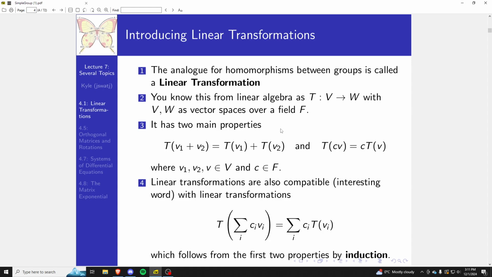And there's two main properties to a linear transformation, in that we can separate addition out from the brackets and we can pull scalars out from the brackets of the transformation as well. And this scalar is specifically in the field.